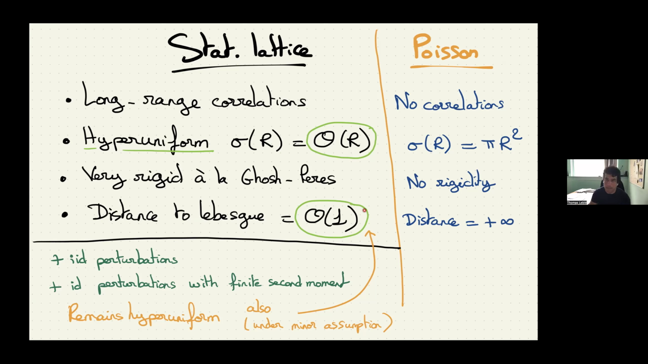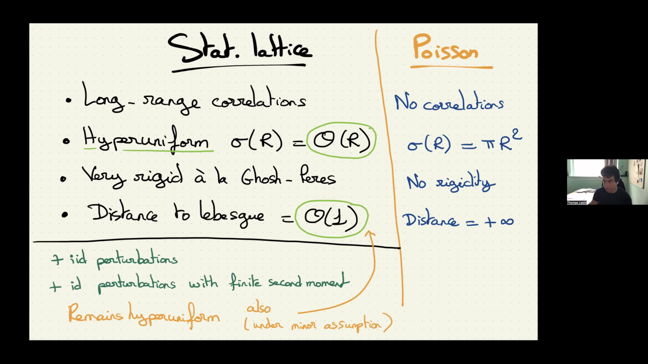And then on the other hand, we have the Poisson model, no correlations whatsoever. The number variance does not scale like r, it scales like r squared. There is obviously no rigidity. If I show you a Poisson point process and I hide a region, you cannot tell me anything about what's inside, because everything is possible. And the distance to Lebesgue is not big O of 1, it's plus infinity. It just means that, okay.